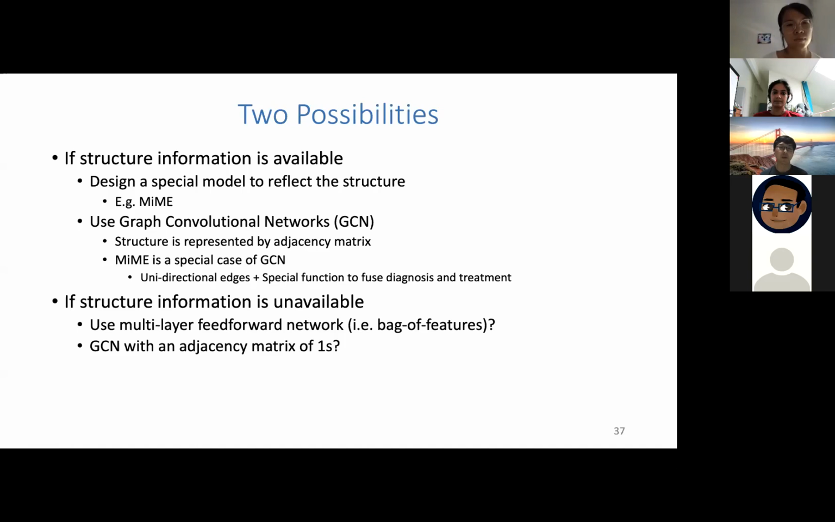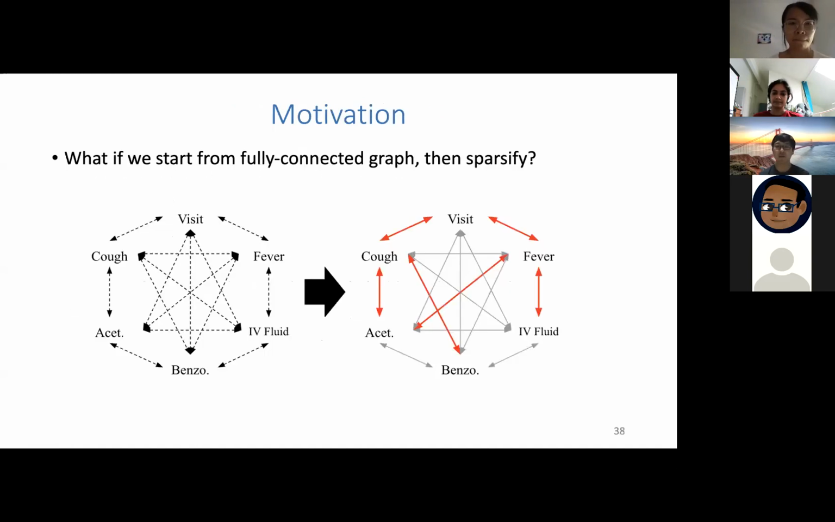The co-authors and I thought we could do better than that. The idea was actually inspired by Emily Choi, one of the co-authors. She said, what if we just start with a fully connected graph and then sparsify? Let's look at a specific example here. We're always talking about just a single visit, because if you have a sequence of visits, you can simply put them into a sequence model.